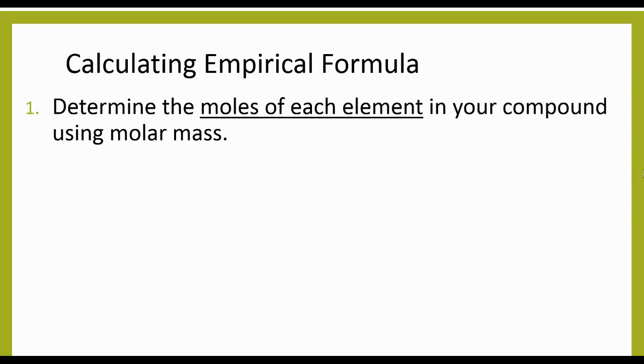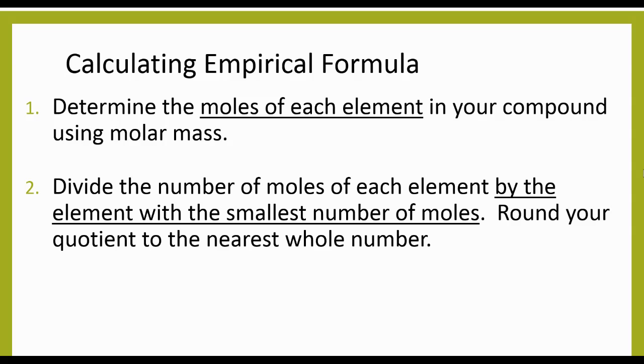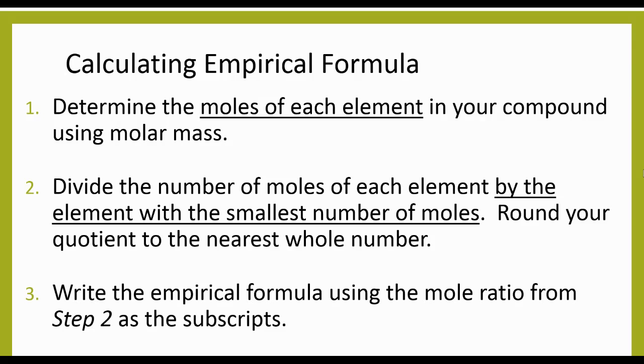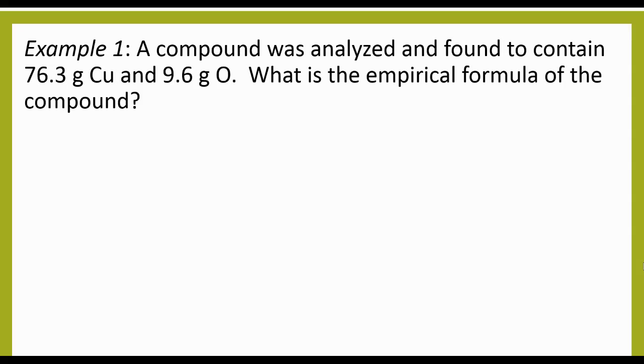So today we're going to take that final step and figure out how to calculate the empirical formula. The first thing we need to do is determine the moles of each element in our compound using molar mass. Okay, we've done this before, not too hard. The next thing we want to do is divide the number of moles of each element by the element with the smallest number of moles. Then we're going to round our quotient to the nearest whole number. And then we're going to write the empirical formula using the mole ratio that we found in step 2. Those numbers are now going to become the subscripts. Okay, so let's go ahead and work through an example.